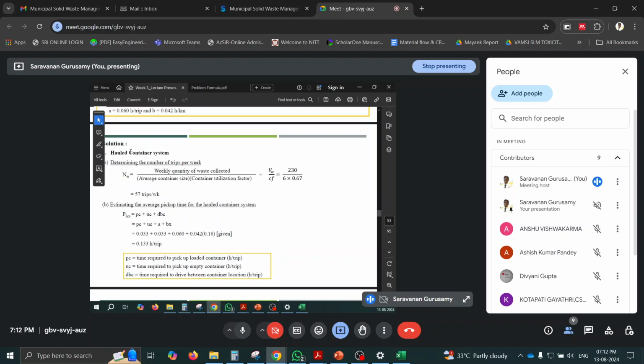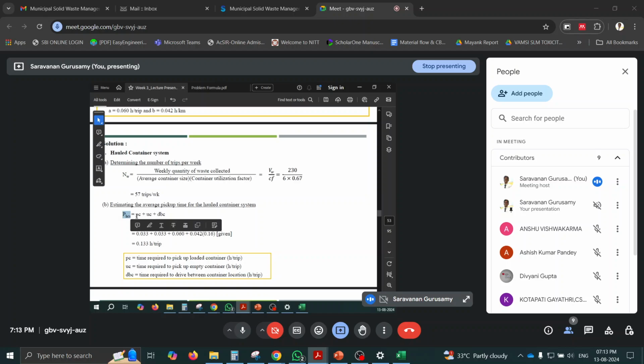So to analyze the hauled container system, first we need to find the number of trips per week. For that, we know the quantity of waste, the average container size, and the container utilization factor. If you divide the waste generated by the container size and the container utilization factor, you will get 57 trips per week in a hauled container system.